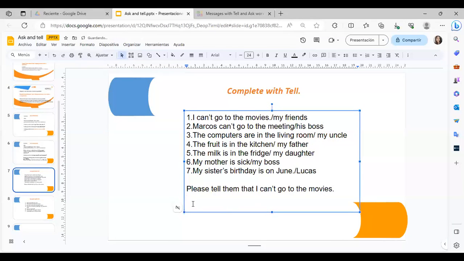Thank you. Okay, let's continue with Juan Carlos. Let's see, okay, there you are. Juan Carlos, go ahead, help me with number 2. Please tell Marcos that I can go to the meeting. No. Please tell Marcos' boss that I can go to the meeting. In here, you are not going to mention Marcos, only his boss, okay?